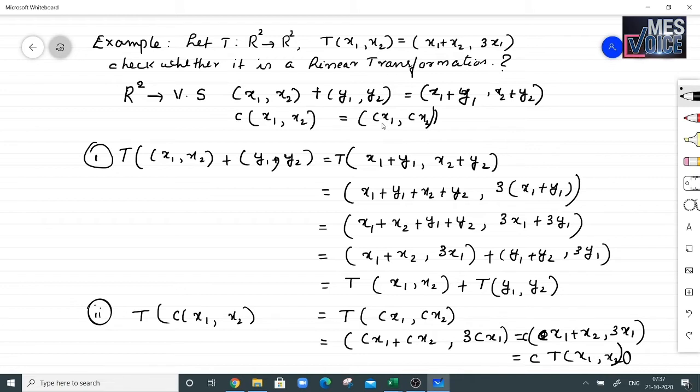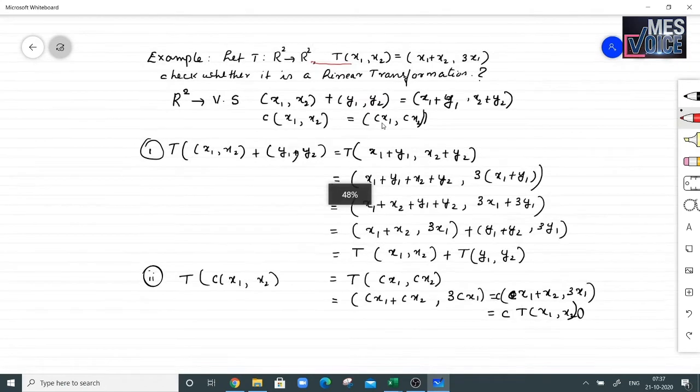Therefore, the two conditions of the linear transformation are satisfied, and therefore our transformation T of (x1, x2) is equal to (x1 plus x2, 3x1) is a linear transformation.